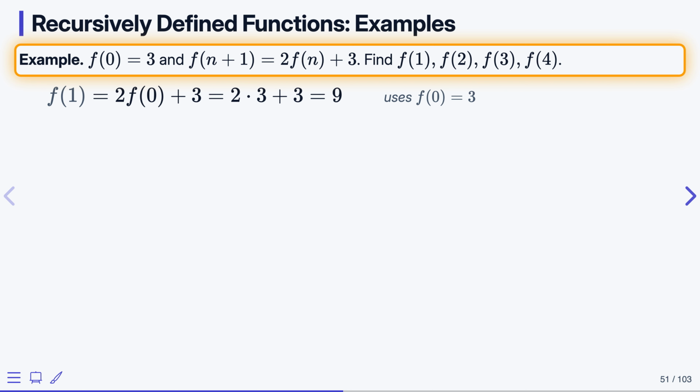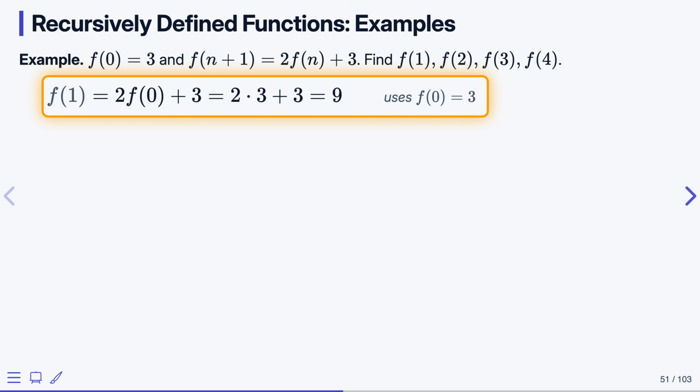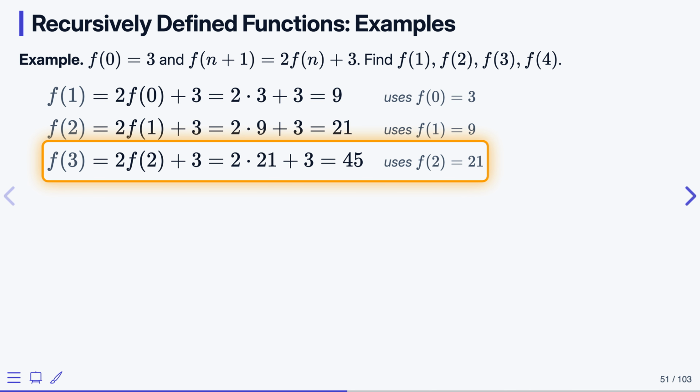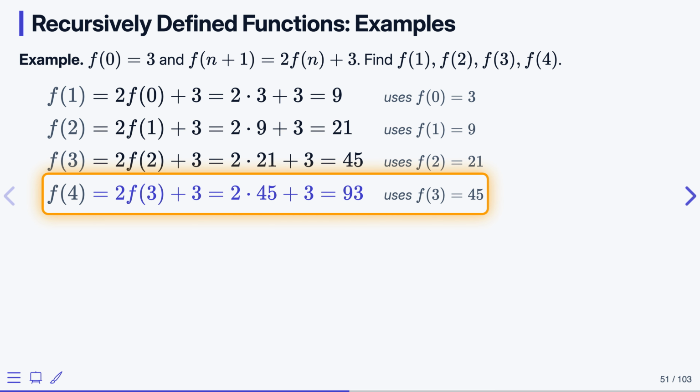Let's work the first example. We know f of 0 is 3. The rule says f of n plus 1 equals 2 times f of n plus 3. So f of 1 is 2 times 3 plus 3. That is 9. Now f of 2 uses the answer we just found. 2 times 9 plus 3, that is 21. Then f of 3 is 2 times 21 plus 3, that is 45. And f of 4 is 2 times 45 plus 3, that is 93. Notice the pattern of work. Each line reuses the line above it. That is what recursion means.